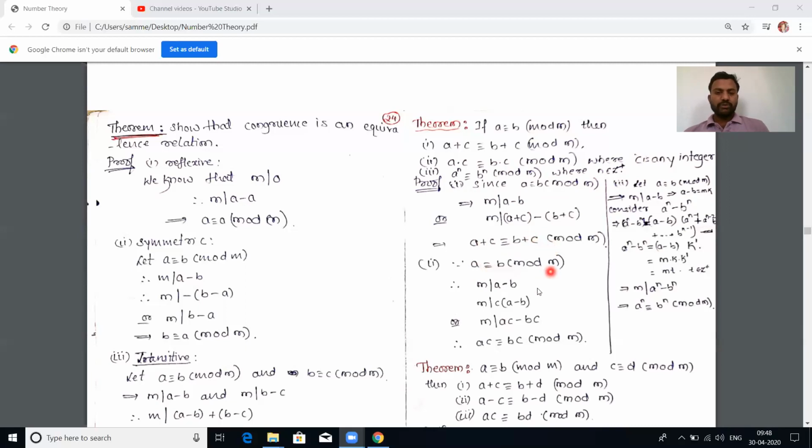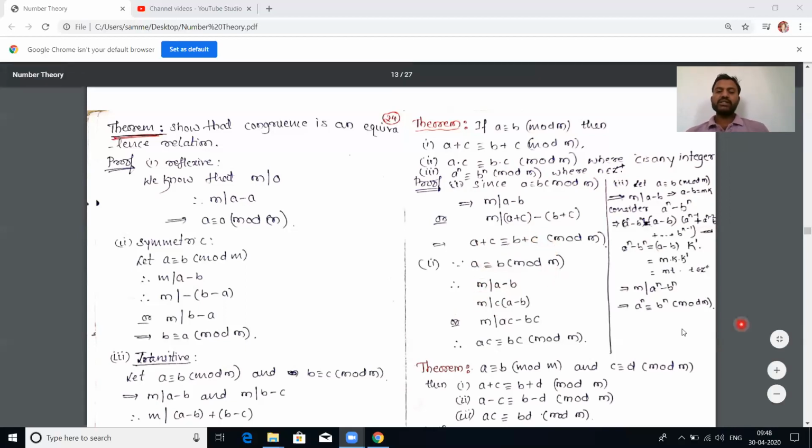Again a is congruent to b mod m, then m divides a minus b. Now here we use the divisibility property: if a divides b, then a divides k into b, where k is any number, and that number we have taken as c here. So m divides a minus b implies m divides c into a minus b. Multiplying c inside, we get m divides ac minus bc. So m divides ac minus bc implies ac is congruent to bc mod m.